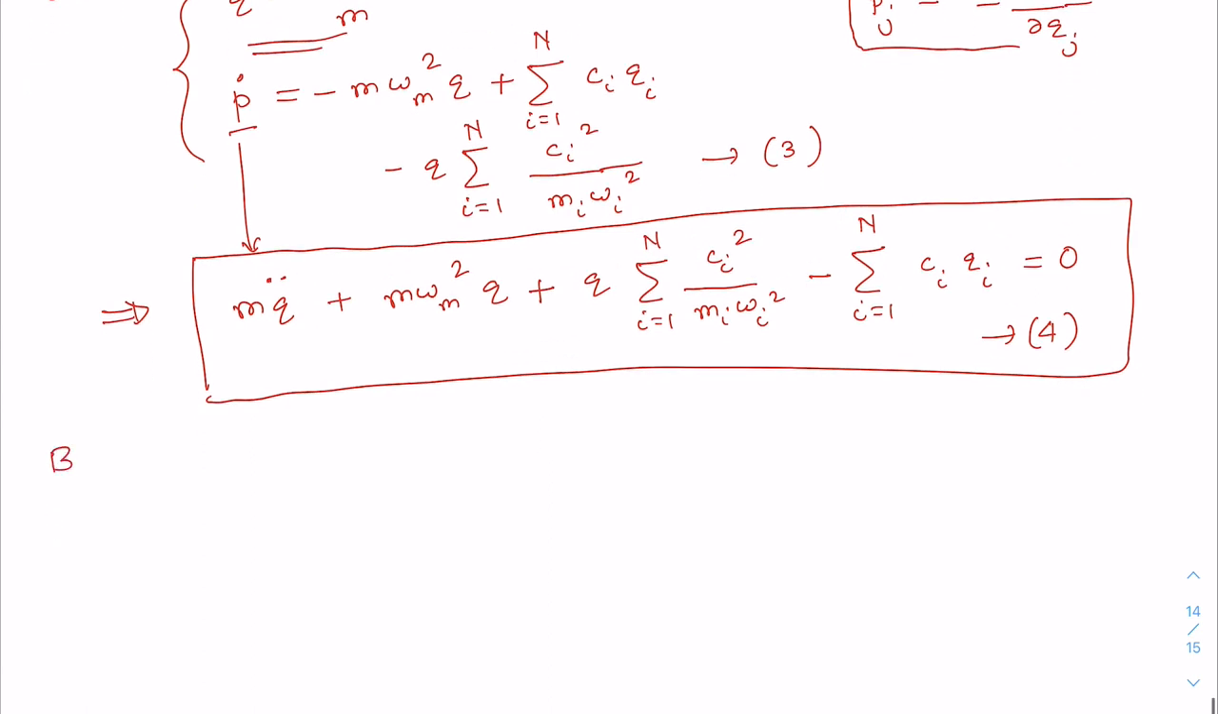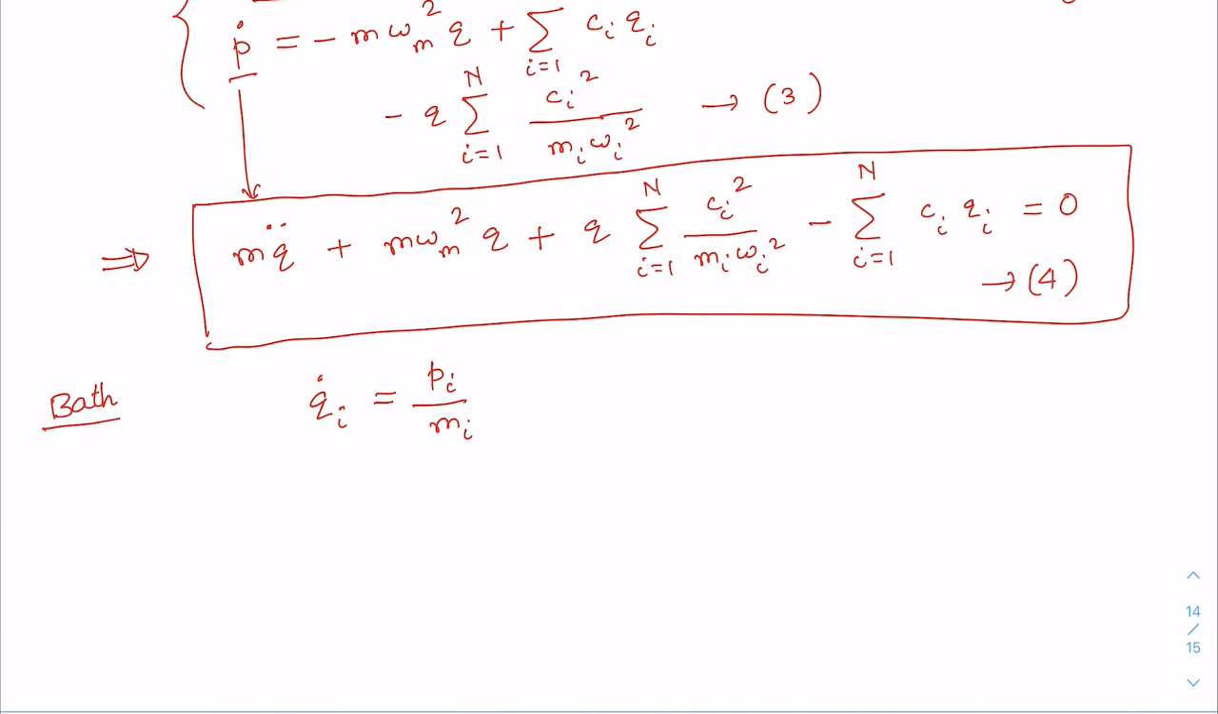And for the bath I have the equations: qi dot is equal to pi by mi, and then we have pi dot is equal to minus mi omega i square qi plus ci q. Let us say this is my equation number 5, this is my equation number 6. So these are for the bath variables.